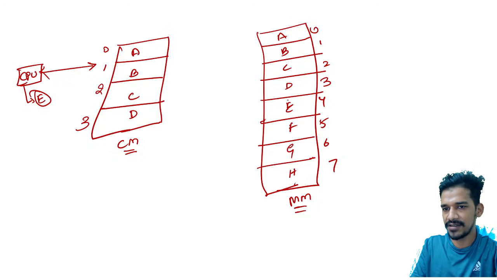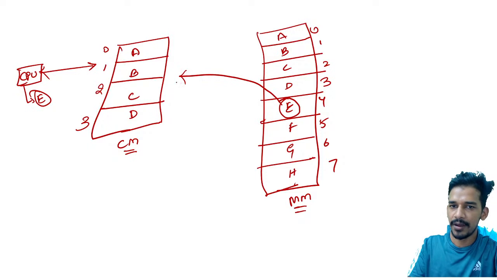Okay, the CPU wants to access this block. Now this block E is not in the cache memory. You will go to the main memory, take this block and transfer it into the cache memory. But the cache memory is full. If the cache memory is full and it is, let us say, a set associative cache or associative cache, you will use the replacement policy. You will replace one of the blocks.